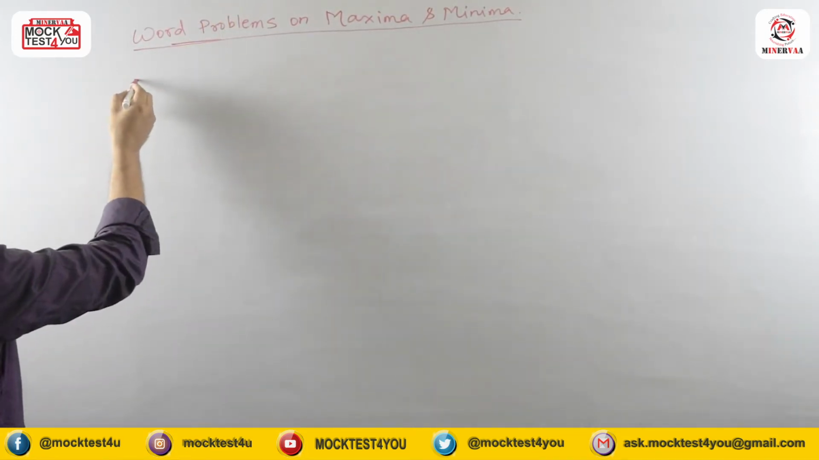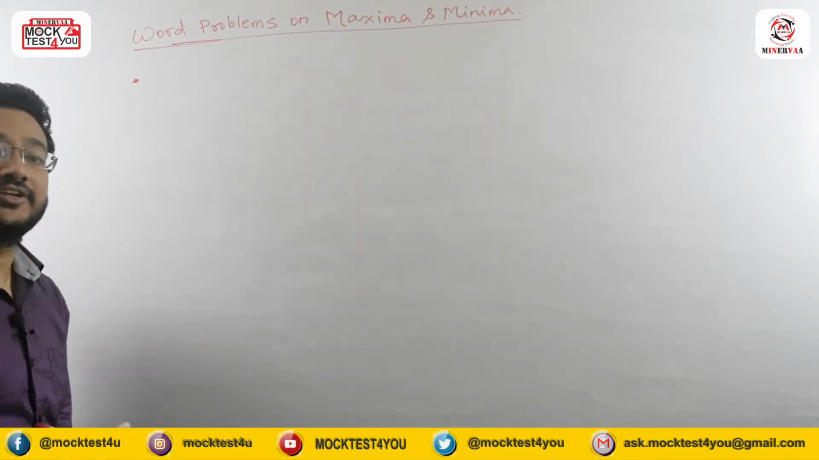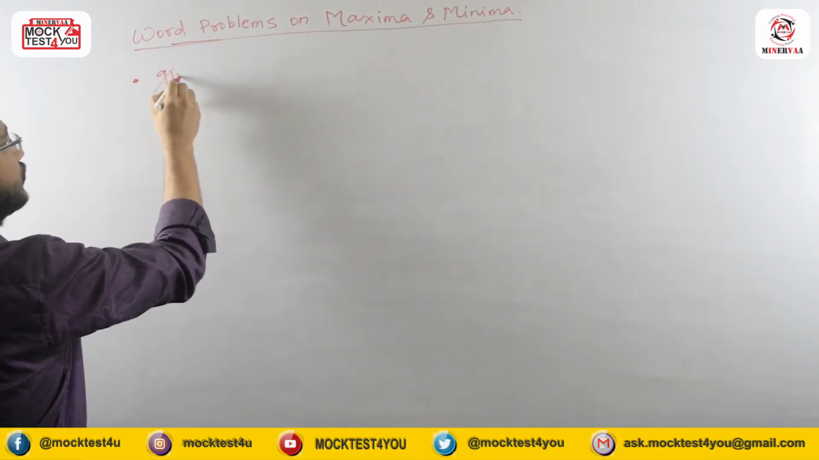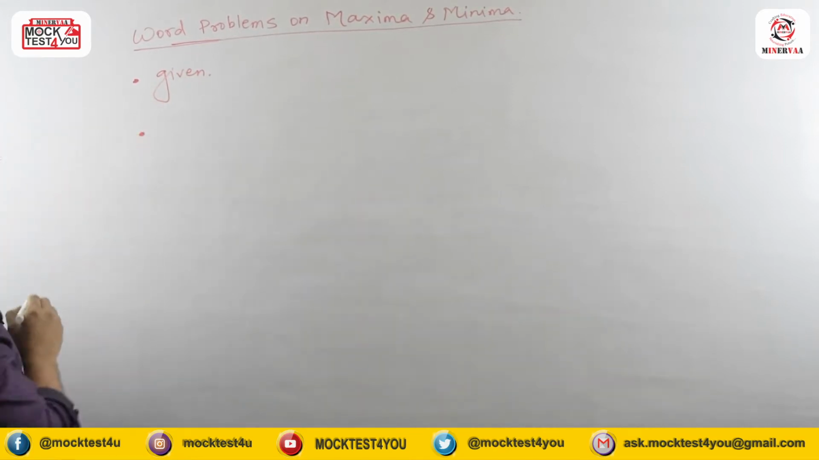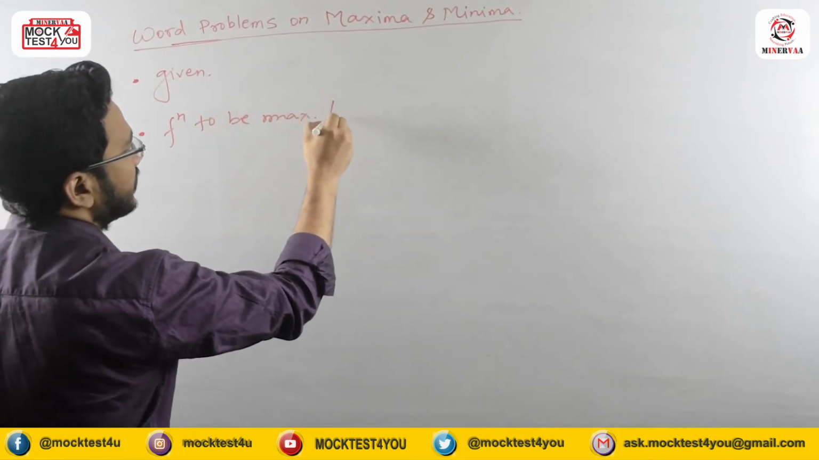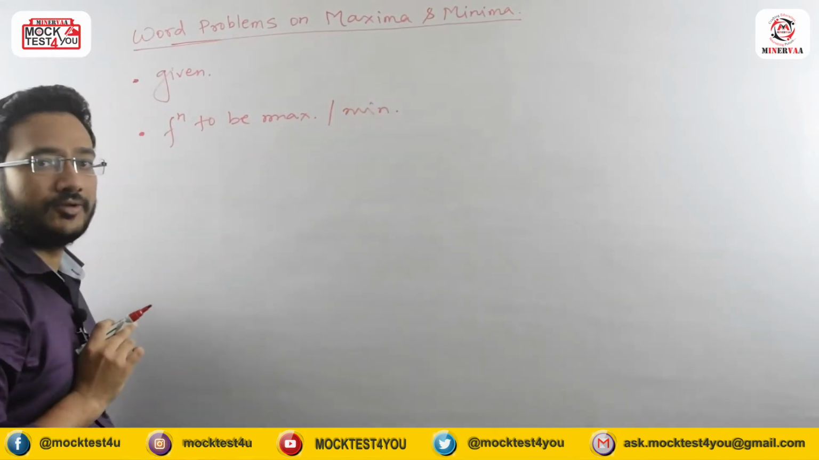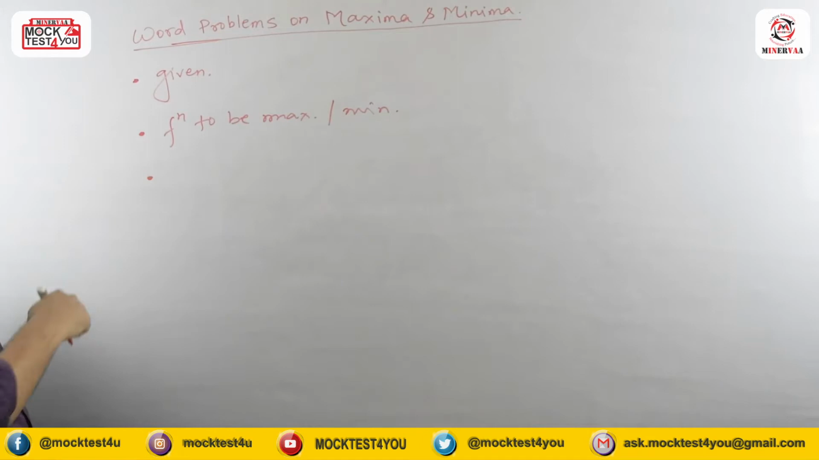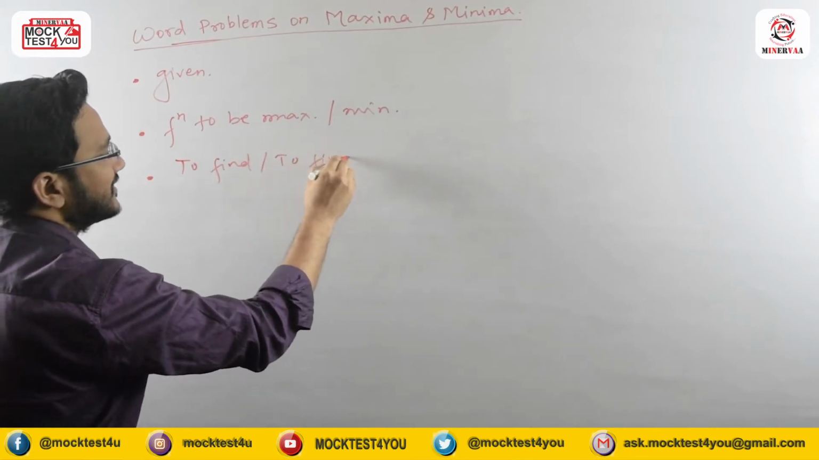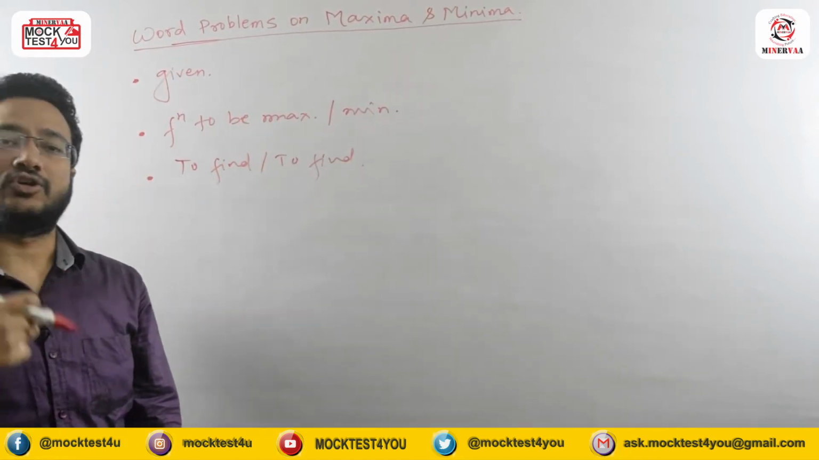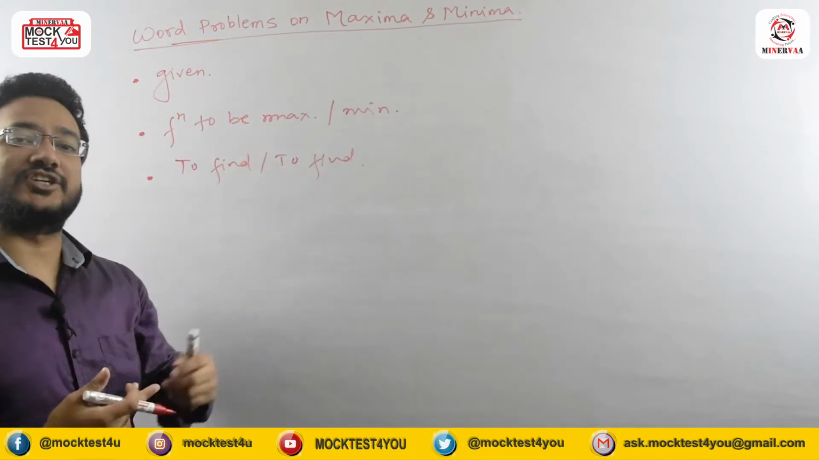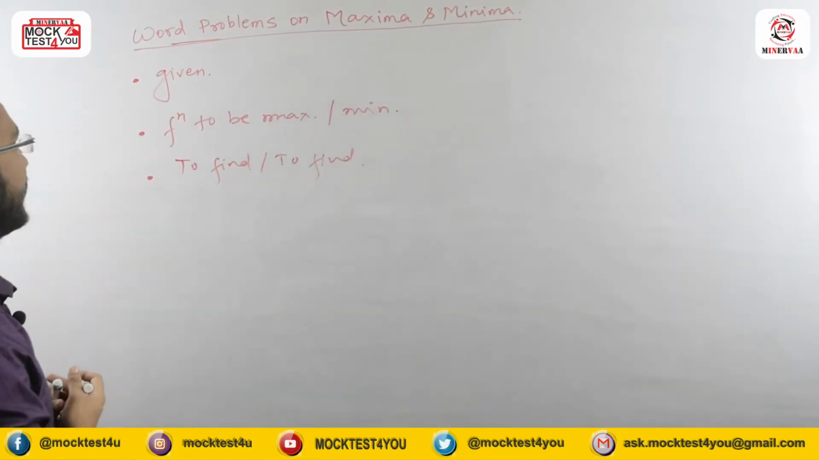When you see the question, there are three important things you have to find out first. First, what is given in the question. Second, the function to be maximized or minimized. This is the most important of these three points. And third, what is to be found or proved. If you can get these three points properly, half of the problem will be solved automatically, and the other 50% depends upon your differentiation concept and simplification.